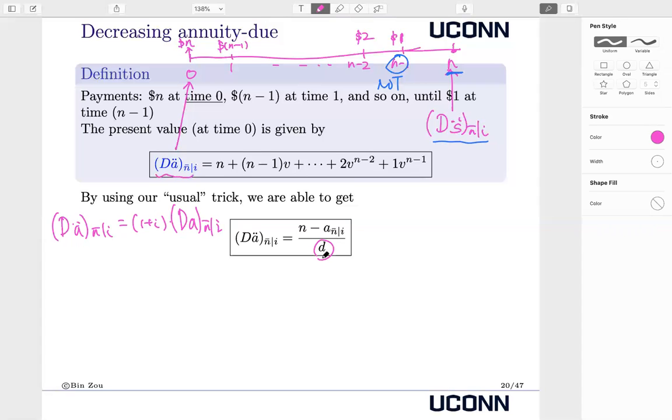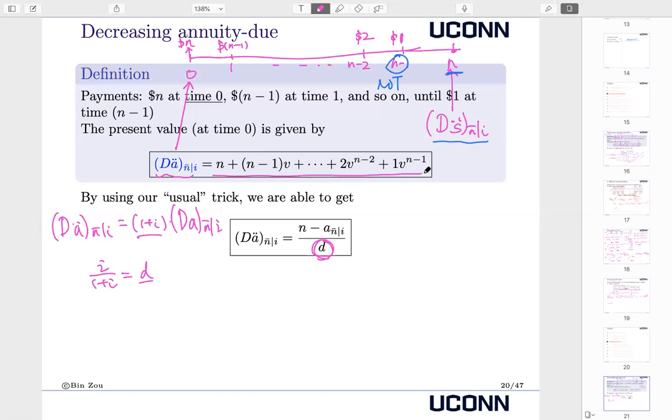Remember previously we divided by i. Now you times by 1 plus i, you can move 1 plus i to the denominator, right? Then it becomes i divided by 1 plus i, that is d. So the denominator becomes d. That's why the textbook has a trick, right? When you have annuity due, you divide it by d. When you have annuity immediate, you divide it by i. When you have continuously payable annuity, you divide it by delta, which is the force of interest.